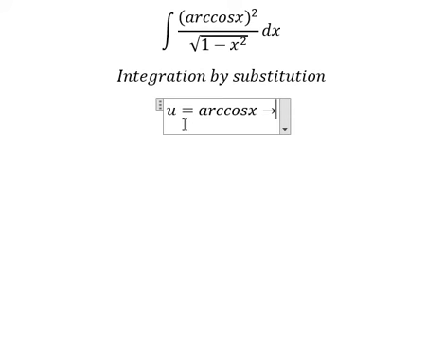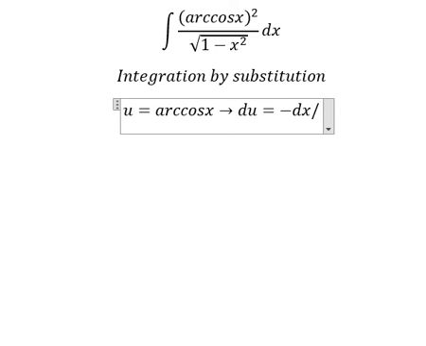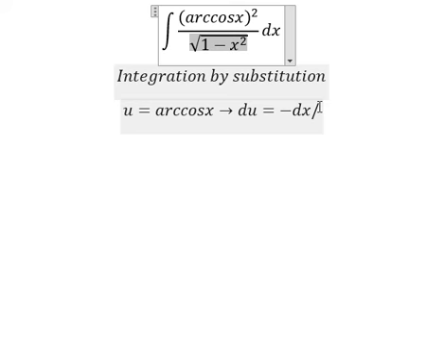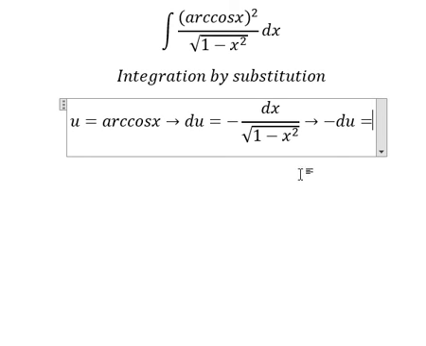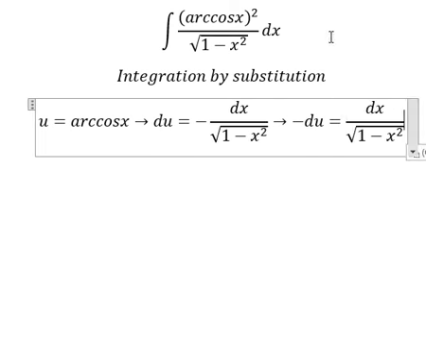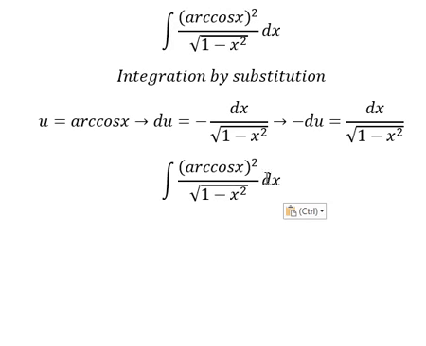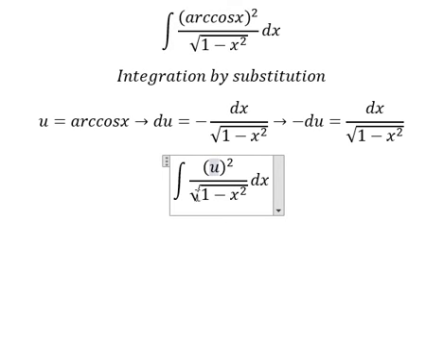Later we first do the derivative for both sides, and we have du equals negative dx over the square root of 1 minus x squared. Because we don't have the negative sign in here, I will put this one to the left. This one we change by u, and dx over this one we change by negative du.